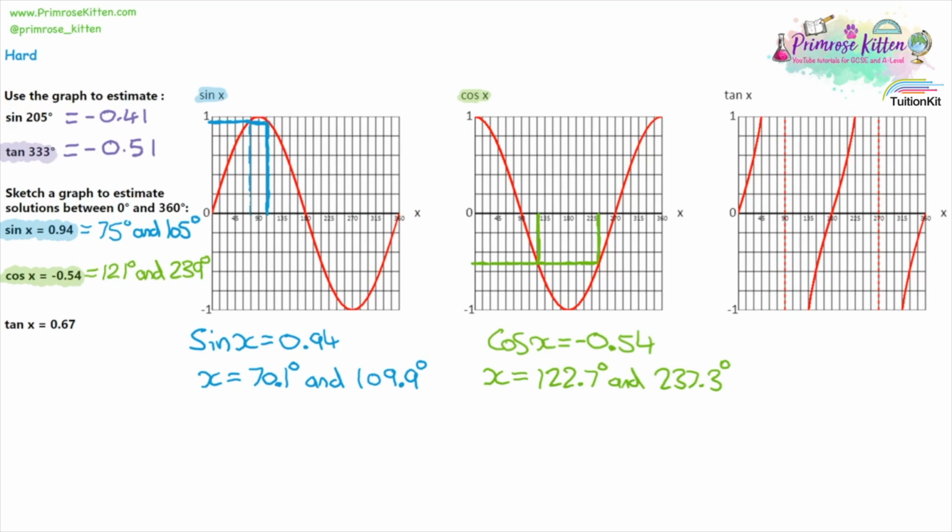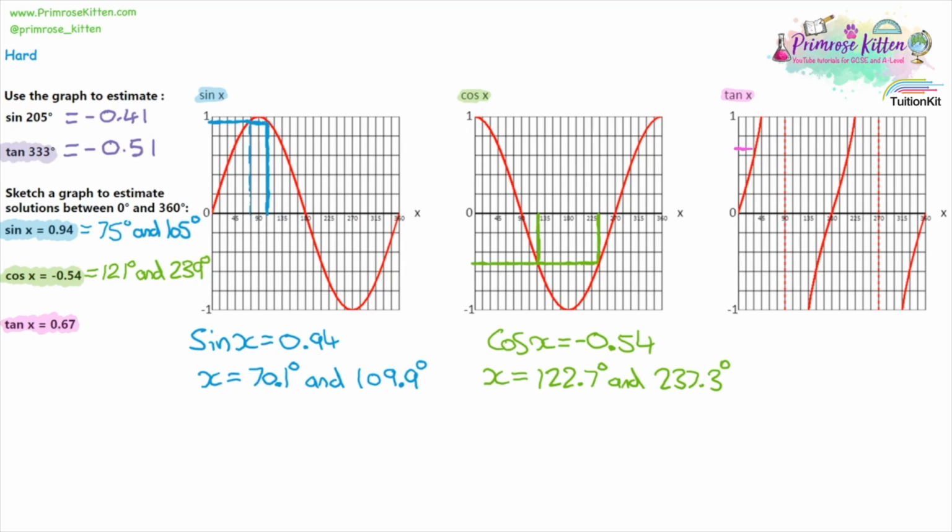Moving on to question 3, tan x is equal to 0.67. So we'll highlight the tan graph in pink. Find the tan graph, and I'm going to try and find 0.67. So starting at 0, I'm going to go up in 0.2s: 0.2, 0.4, 0.6. Now halfway up will be 0.7, so I'm just a little bit below that for the 0.67, so around about there.